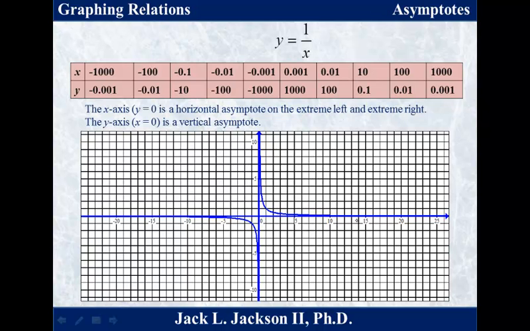So we would say the limit of this function as we go out to the right is 0, and we'd say that it approaches this line, the x-axis, y equals 0, asymptotically. So this is a horizontal asymptote.